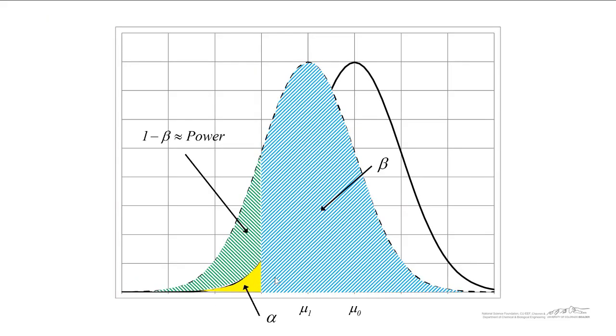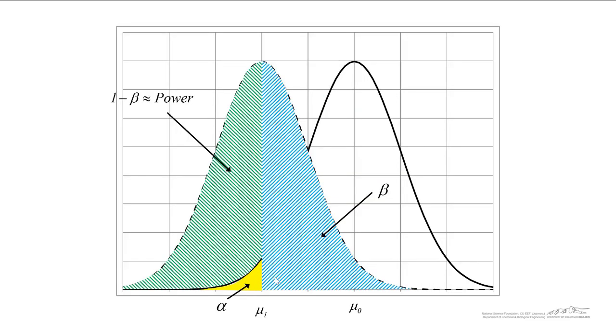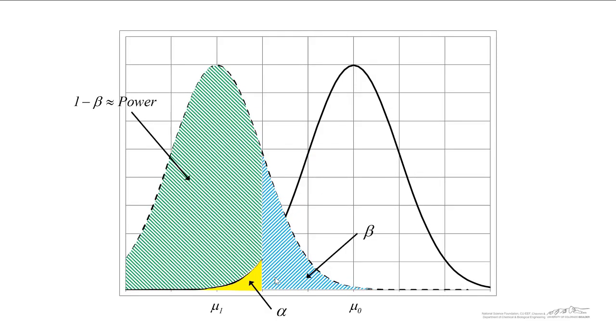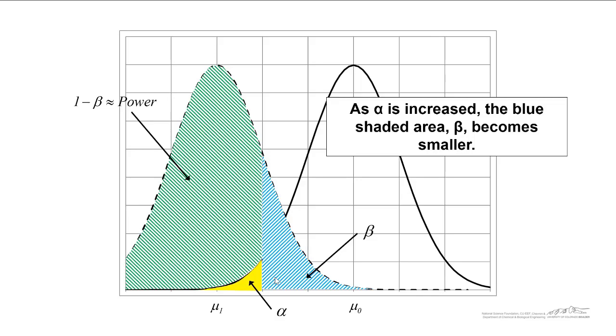So let me rewind that. We start with a very small mean shift. We increase it. X bar c remains the same. Beta is always on the right-hand side of x bar c. So the power increases when we have an increase in the mean shift. It also happens that as alpha is increased, the blue shaded area would become smaller. So type 2 risk also depends upon alpha, or the type 1 risk.